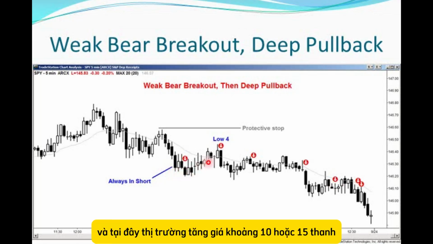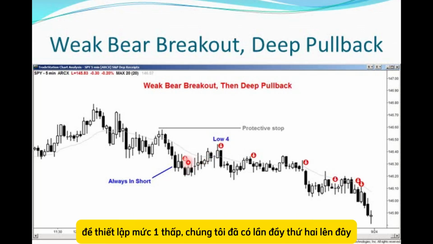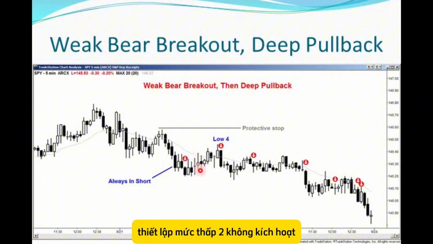And here the market rallied for about 10 or 15 bars. And it in fact formed a low four short in a bear channel. We had a push up here, okay, so that sets up a low 1. We had a second push up here, sets up a low 2, did not trigger. Then we had another breakout, a pullback, and a second breakout. So four pushes up, that makes it a low 4.